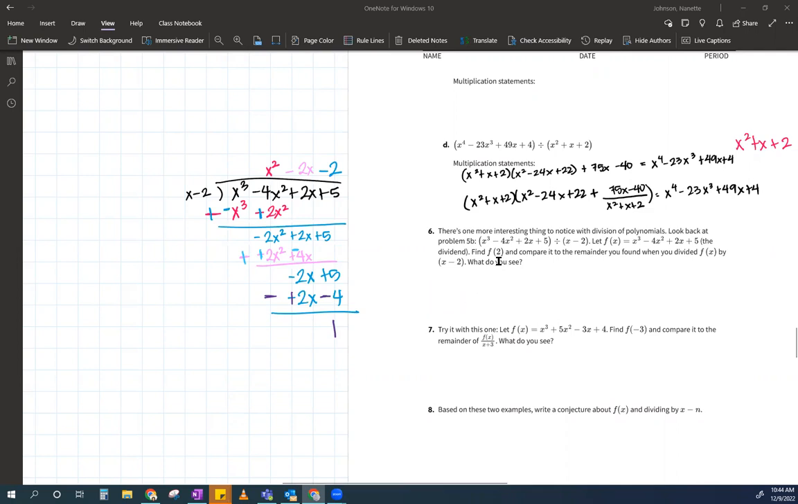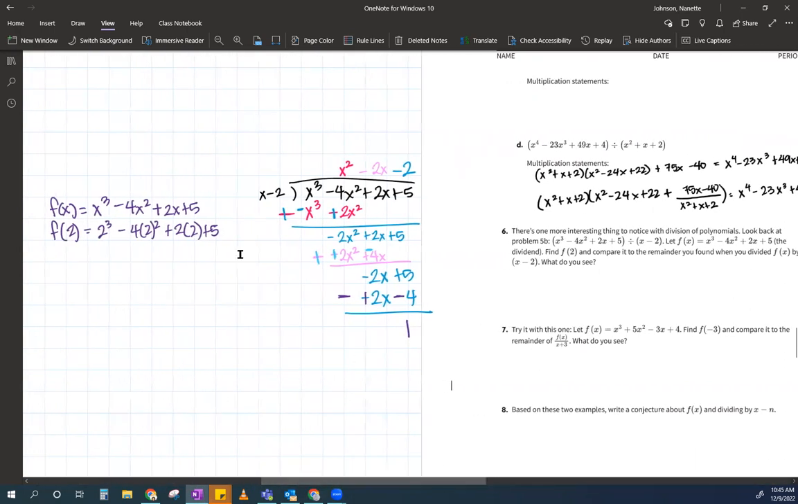So then they want us to plug in f of 2 to here. Okay, so you want me to plug in f of 2? Yeah. So I'm going to say that this is f of 2. Okay, so f of x is equal to x cubed minus 4x squared plus 2x plus 5, and I want to find f of 2. So 2 cubed minus 4 times 2 squared plus 2 times 2 plus 5. Okay, I'm going to move this over so you guys can all see. Does everybody see what I'm doing right here?